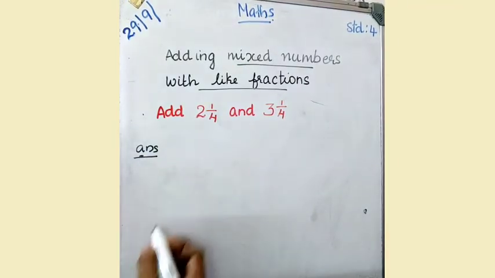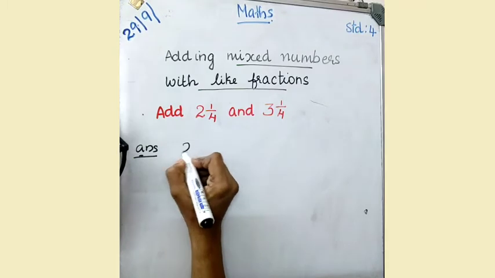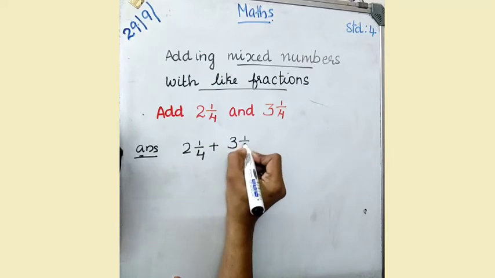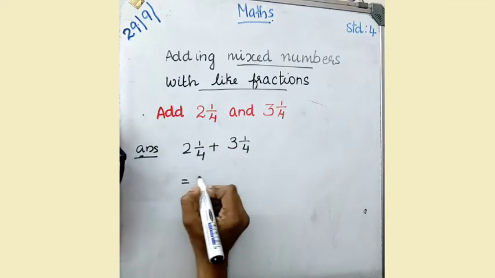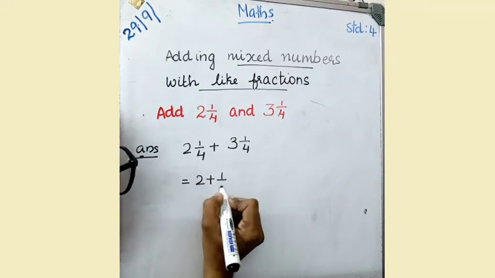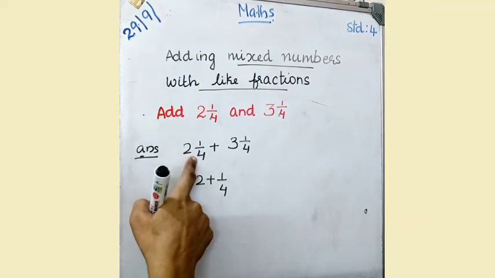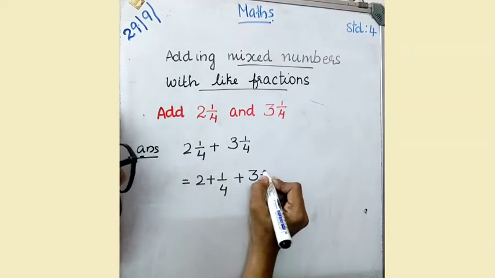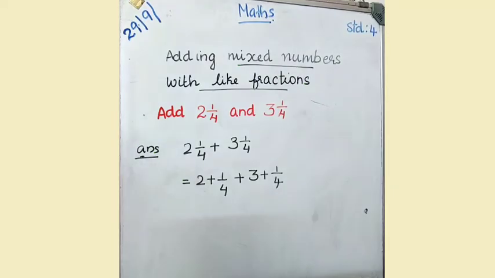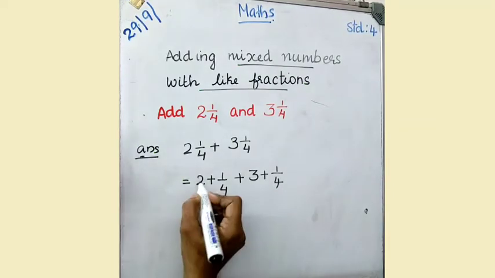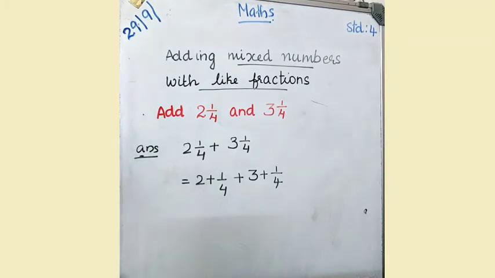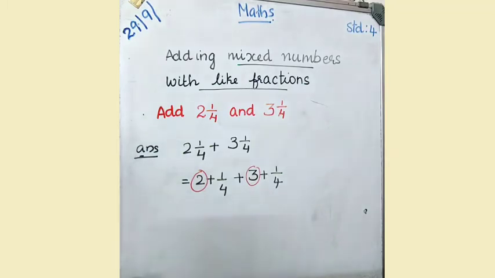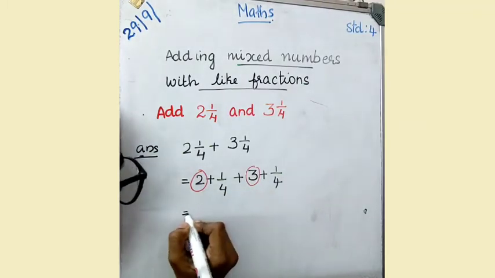First of all, we have to separate these fractions. 2 and 1 by 4 plus 3 and 1 by 4: we can write 2 and 1 by 4 as 2 plus 1 by 4, plus 3 plus 1 by 4. We can write it like this. Then we can add the whole numbers together. These are the whole numbers. These are the like fractions. First add these whole numbers.